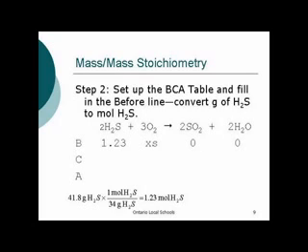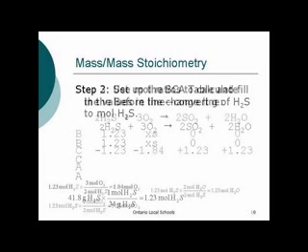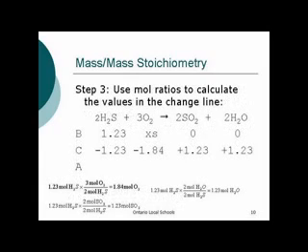When we do this, we get 1.23 moles of H2S, so we put that into the before. Our oxygen is in excess, and we have 0 SO2 and 0 moles of H2O to start. As we did before, since we have our quantity of H2S in moles, we can now use mole ratios to calculate the values in the change line.